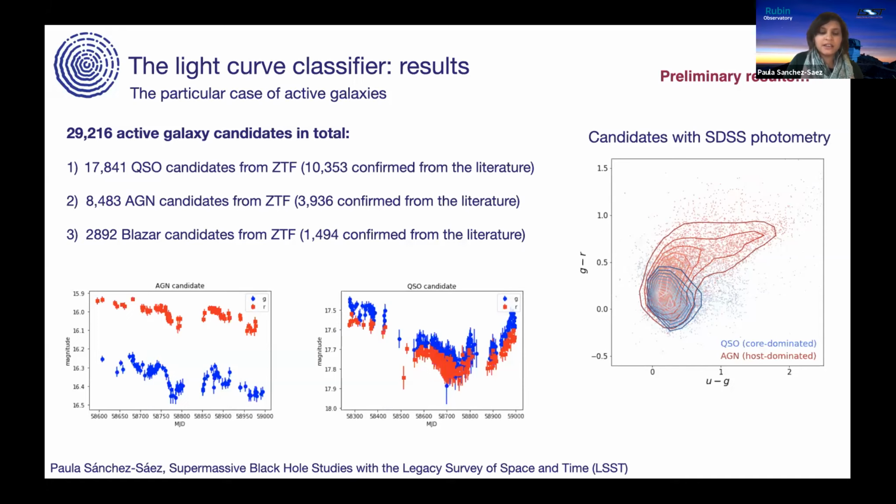And here in the left panels, you can see typical light curves that we observe for AGN and quasar candidates. And in the right panel, you can see the colors for sources with SDSS data. In general, core-dominated sources or quasars tend to have much bluer colors compared to AGN.